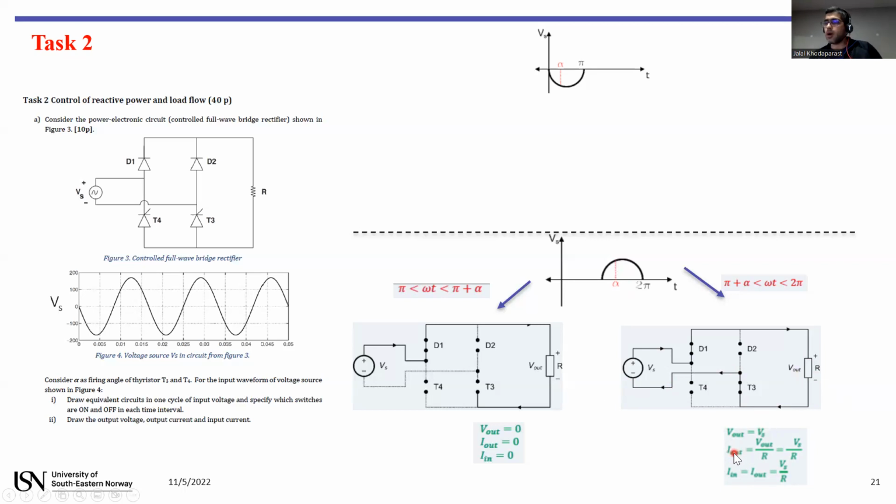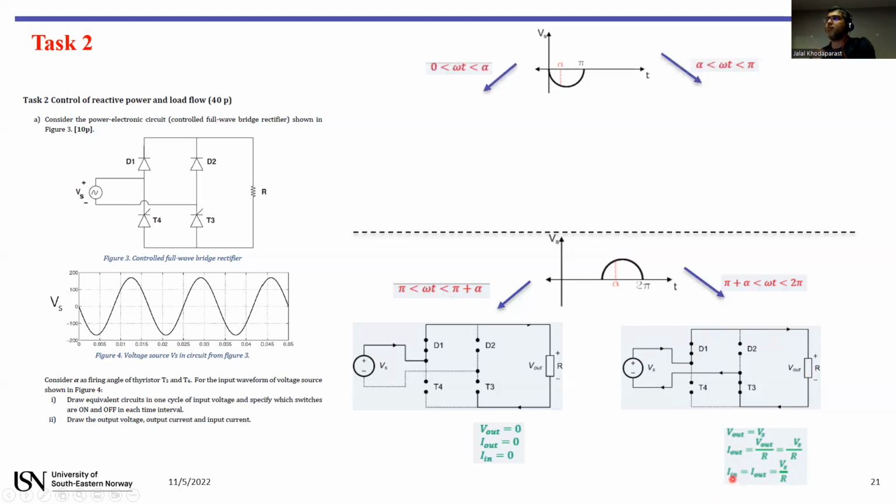What's the output current? We know that the output current is the output voltage divided by the resistance, Vs over R. And the input current, the current here, if you consider this one as the input, goes in the same direction as the output current. So we can say input equals output.